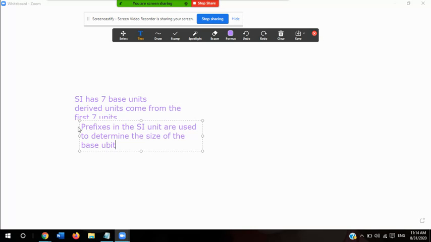For example, I know that kilogram is used for mass. We're going to see that in a minute. And kilograms is for larger objects. But let me explain this visually. What that means is, for example, kilogram is used to determine the mass of generally large objects.